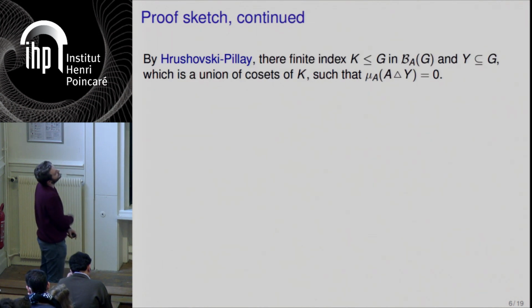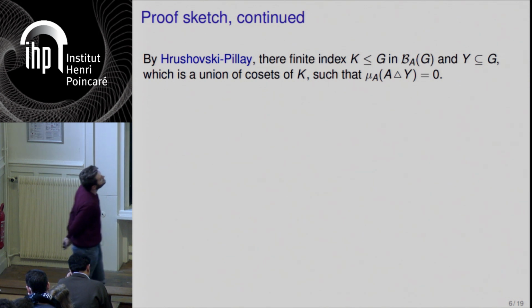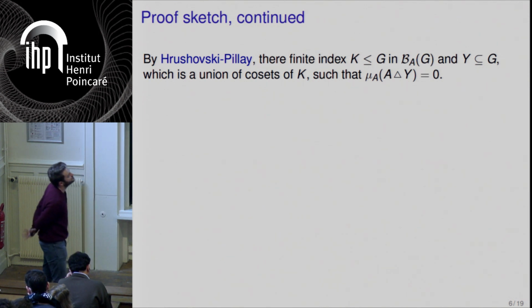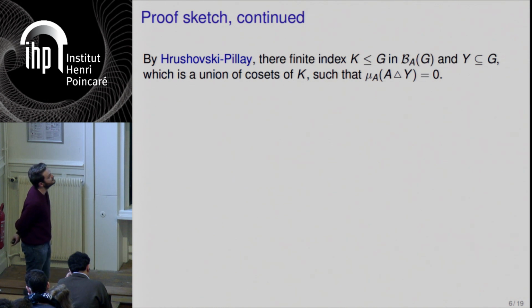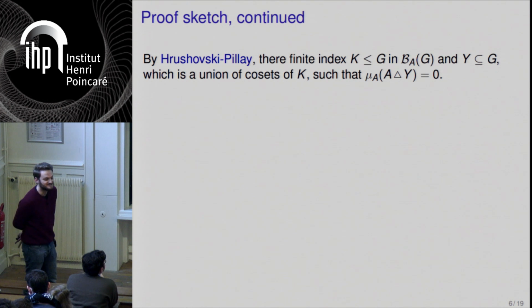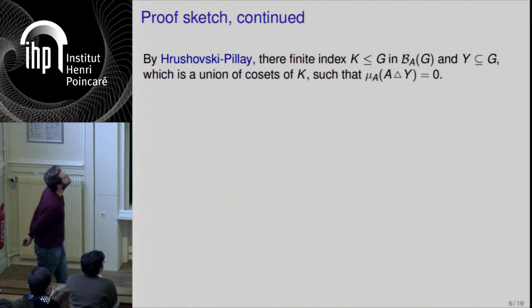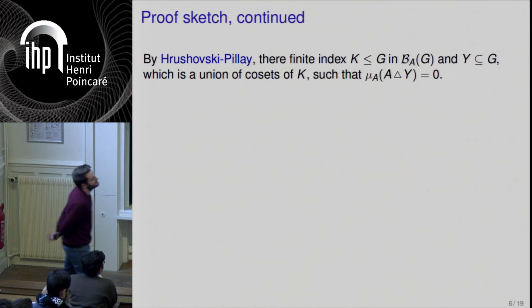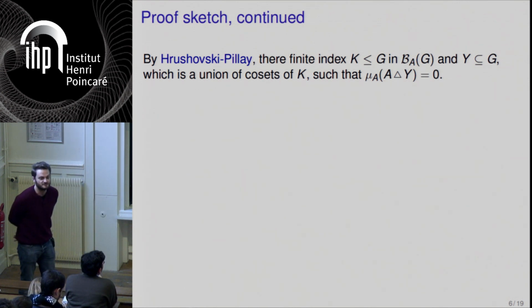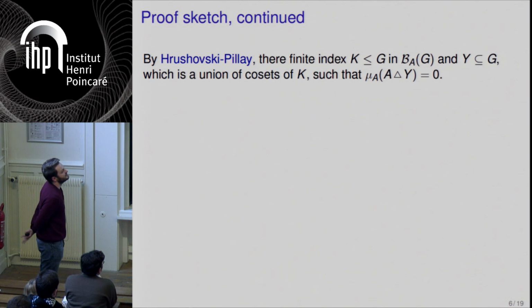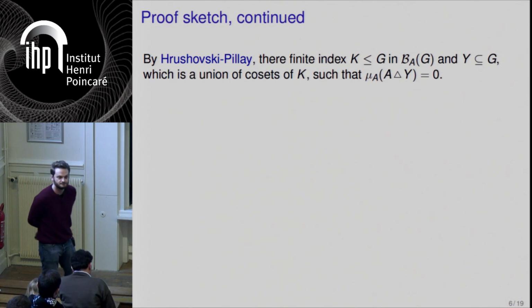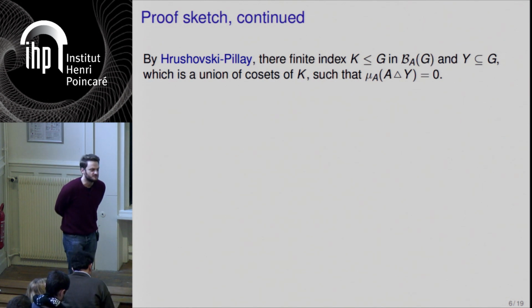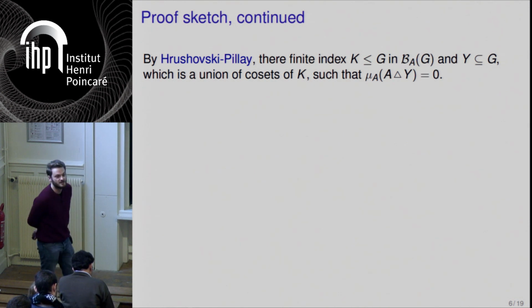By this fact, I get, and I change the letter for an annoying reason, a finite index subgroup K of G in the Boolean algebra generated by left translates of A. And I get some subset Y of G, which is a union of cosets of K, left cosets, I should say, such that the measure, with respect to this unique measure from the Hrushovski-Pillay fact, of the symmetric difference of A and Y is 0. Okay, so this is what the theorem tells me. I just changed H to K.